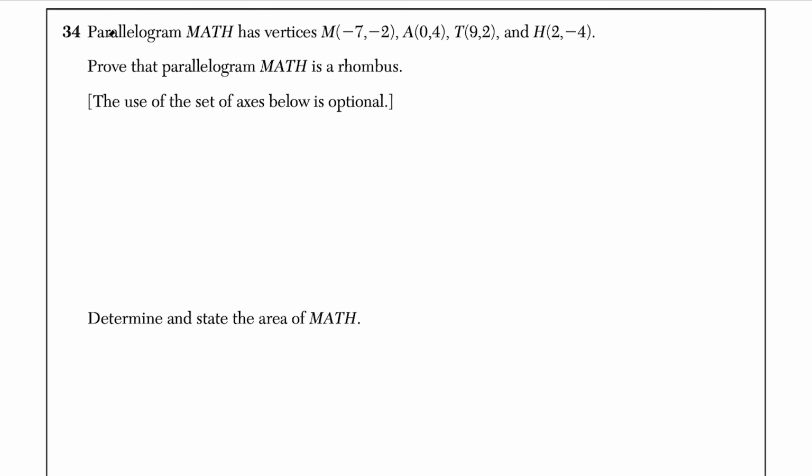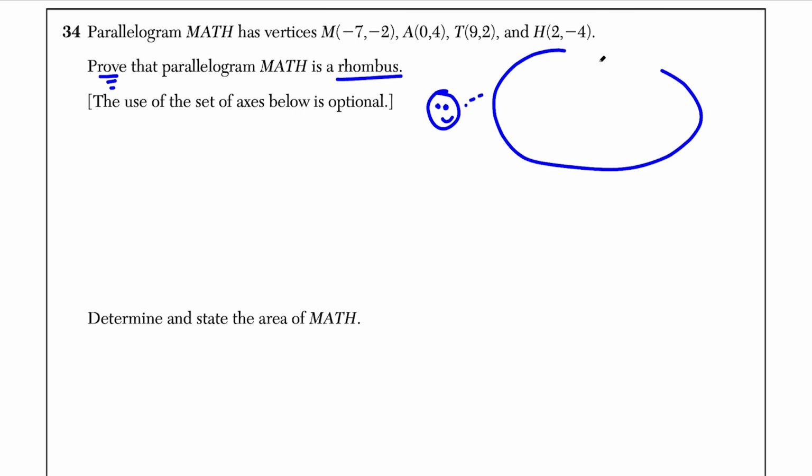Question 34, we have parallelogram MATH with these vertices here, and we want to prove that this parallelogram is a rhombus. So what I'm thinking about here is I want to show that all 4 sides are equal in length, because I know that a rhombus is a quadrilateral where all 4 sides are equal. So I think the easiest way to prove that something is a rhombus is to find the distance between all of these points and to show that all 4 of those side lengths are exactly the same.